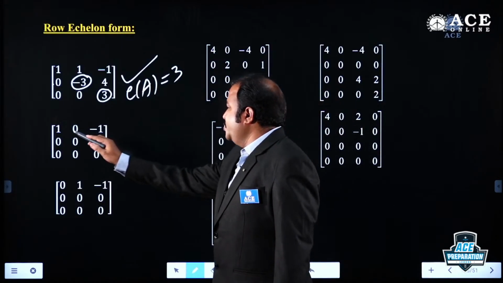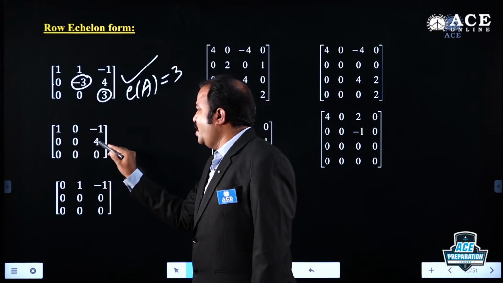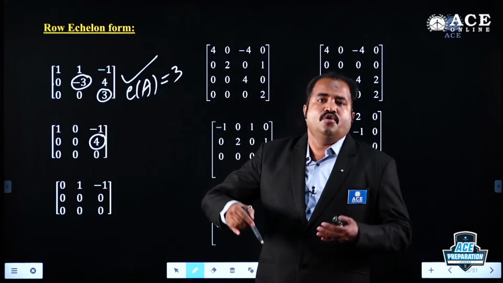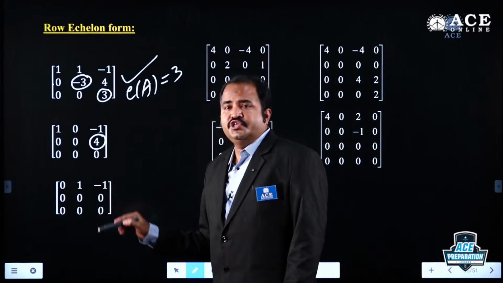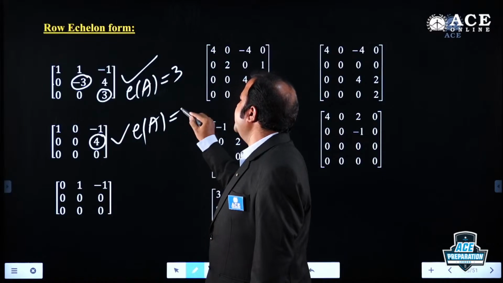Second example is 1 0 minus 1 0 0 4 0 0. So in this row, first non-zero element is 4. Before that we have 2 zeros. In the next row, more than 2 zeros should be there before the first non-zero number. Yes, we have 3 zeros. So what is the rank of this matrix? Rank of A equal to 2 only here.